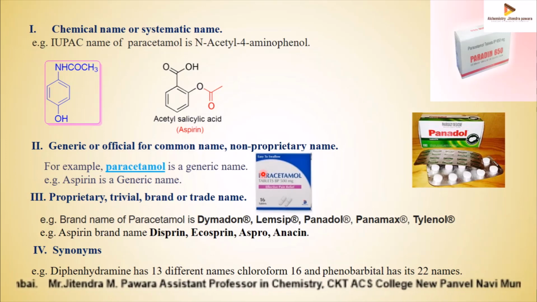Then it is chosen by an official agency on a worldwide scale. WHO has been the official agency to select, approve, and disseminate the generic name of the drug. So this name is given by the WHO, that is the World Health Organization. It is the official agency which can select, approve, and disseminate the generic name of the drug. This is all about the generic, official, or common name or non-proprietary name.